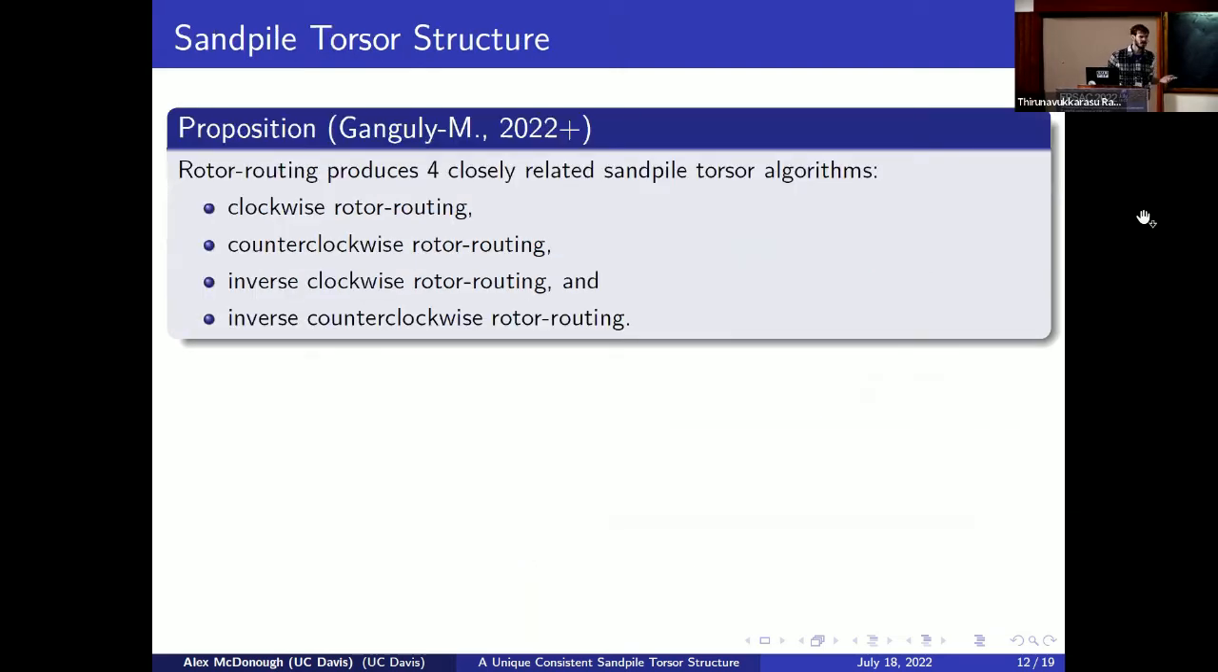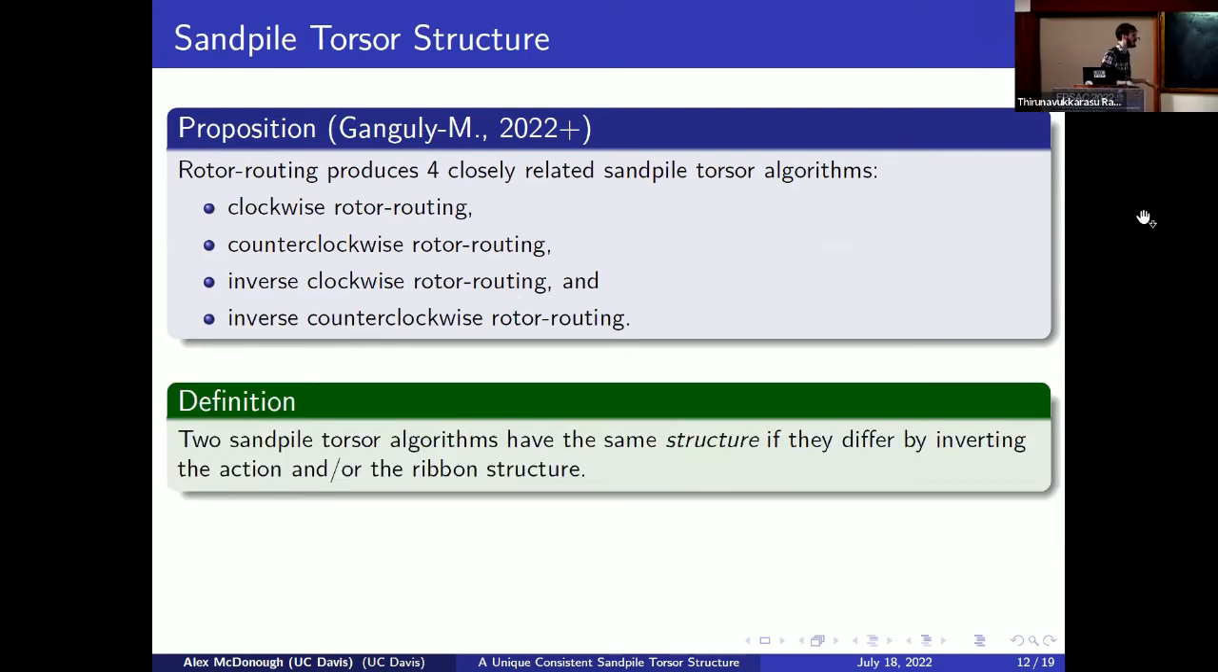So first of all, there's actually 4 different Sandpile Torsor algorithms that you get from Rotor-Routing, because you can just reverse the direction of everything and go counterclockwise instead of clockwise. You can also take the inverse. So you basically treat the sinks as sources and the sources as sinks, or the chips versus sources, same idea. And this will happen for any Sandpile Torsor algorithm. You actually get these 4 possibilities.